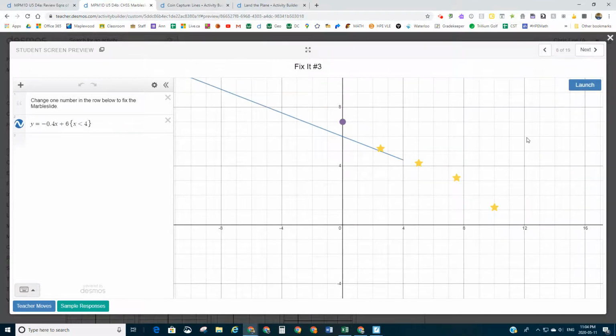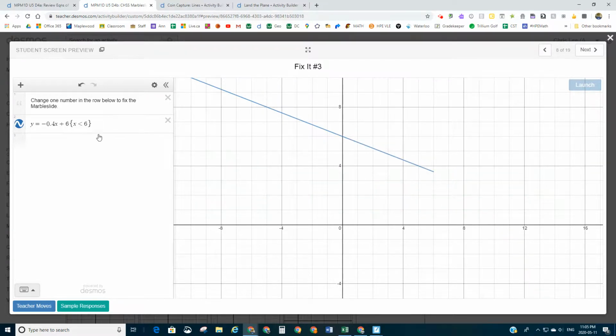All right, and it gets to this one, and this is why I talked about the domain. So you see on this one, the line stops at 4. Let's push launch and see what happens. It gets some of the stars, but it misses a few. So we need that line to go further, and this is where that domain is going to come in. Let's get the line to maybe stop at, there's 4, 5, 6. Maybe we'll stop at 6. See if that works. And we have success.